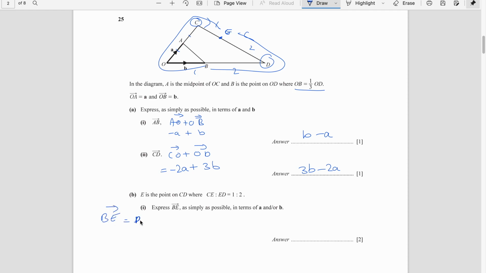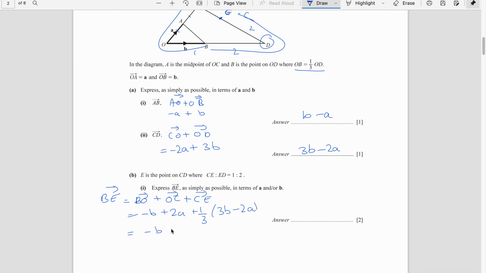So BE is equal to BO plus OC plus CE. BO is negative B. OC is 2 times A. Now CE, we know that CE is 1/3 of CD. We already have this CD. So this is 1/3 of CD. Now we simplify this. That is minus B plus 2A. Now 3/3 is plus B. That is minus 2/3 A. You take away this B, and 2 minus 2/3 is 4/3 of A. So 4/3 A.